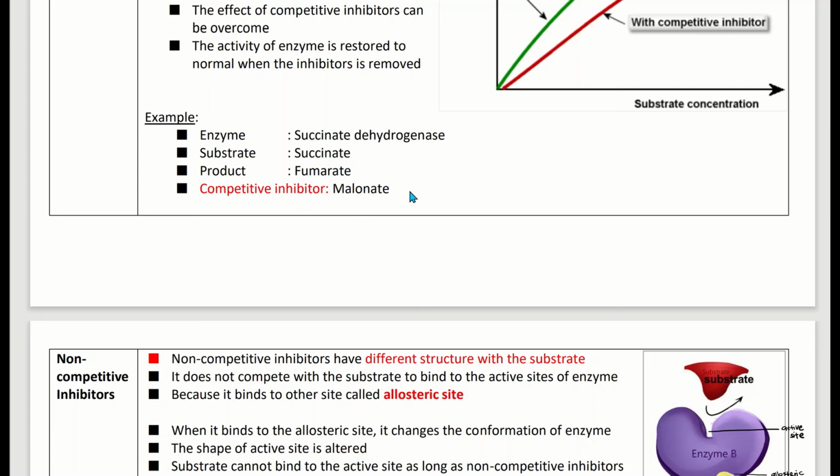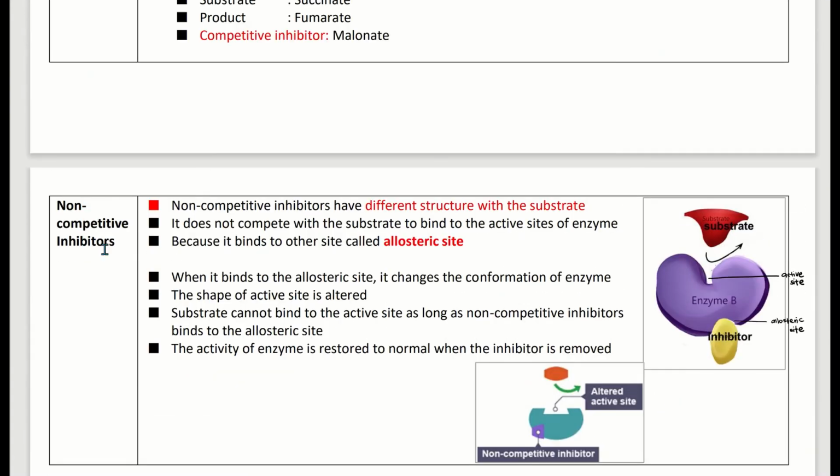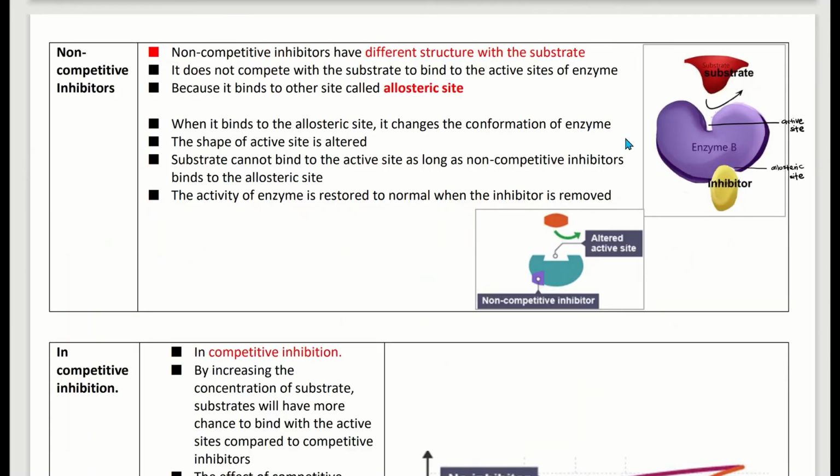So they can bind to site apa? Enzim punya site yang mana satu? Active site. Okay. So kalau non-competitive inhibitor, non-competitive inhibitor ada different structure with substrate. Structure dia tak sama. So inhibitor ni tak boleh masuk ke dalam ni. Okay, so it does not compete with substrate to bind to the active site of the enzyme. So dia bind to allosteric site. So kawasan ni kita panggil sebagai allosteric site.